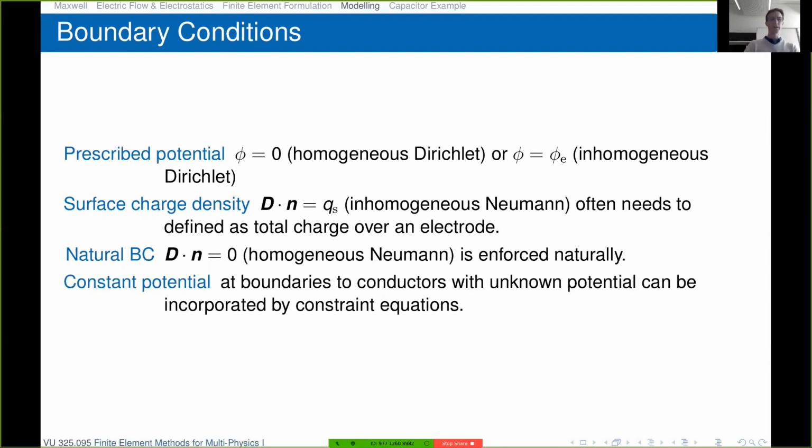And finally, we have a constant potential boundary condition. If we have, for example, boundaries with conductors, but we don't know the electric potential there, we can incorporate such a boundary condition by introducing constraint equations, constraining all the unknowns to a single but unknown value.